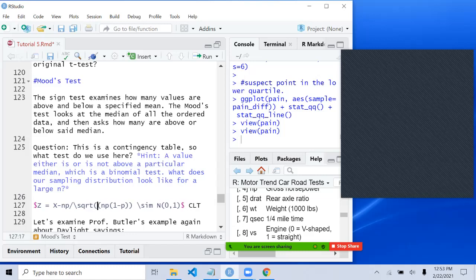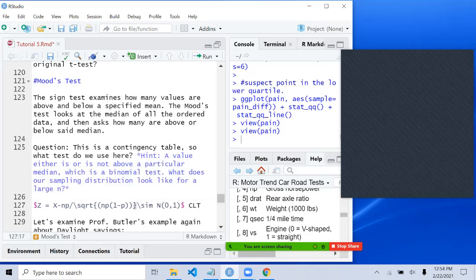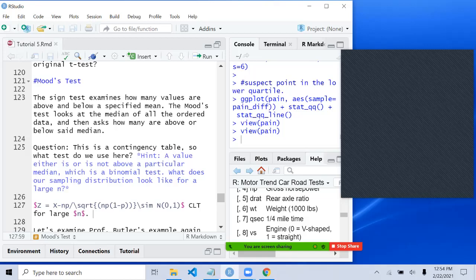Right, so this is normal for large sample sizes. When your n is large enough, you get this thing that looks like a normal. But when you square a normal, you get something that's actually chi, basically. So the Mood's test is actually a chi-squared test, right?